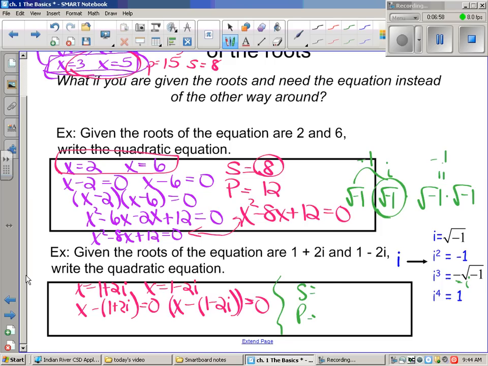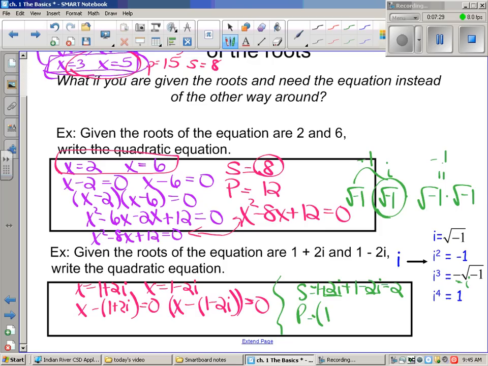Okay, so now let's go ahead with this next question. Given the roots of the equation are 1 plus 2i and 1 minus 2i, write the quadratic equation. The first thing I'd like you to do right now is to add the two of them together. When you add them together, you get 1 plus 1, which is 2. Plus 2i and minus 2i cancel each other out, so you just get 2.